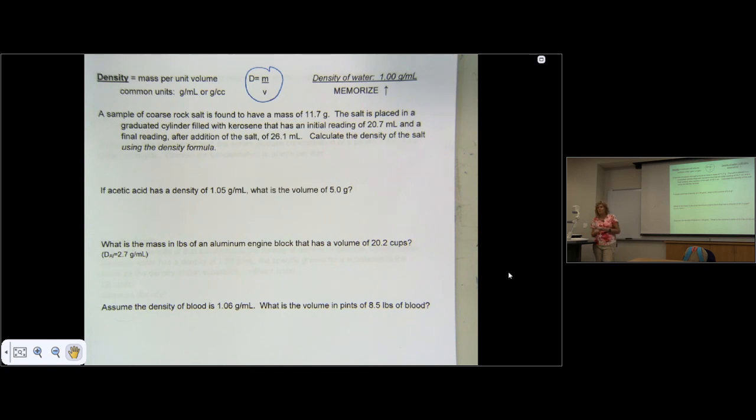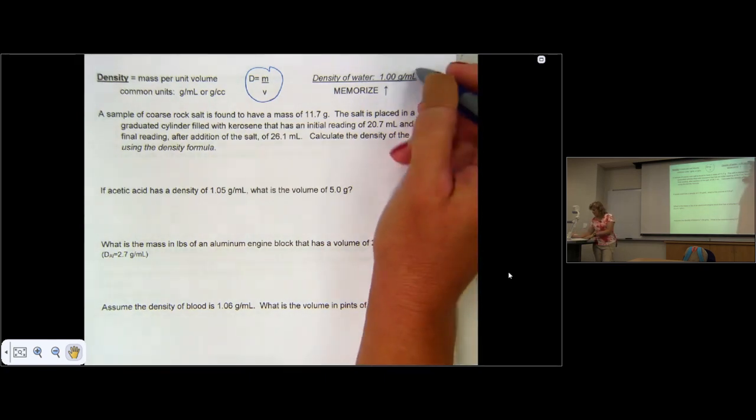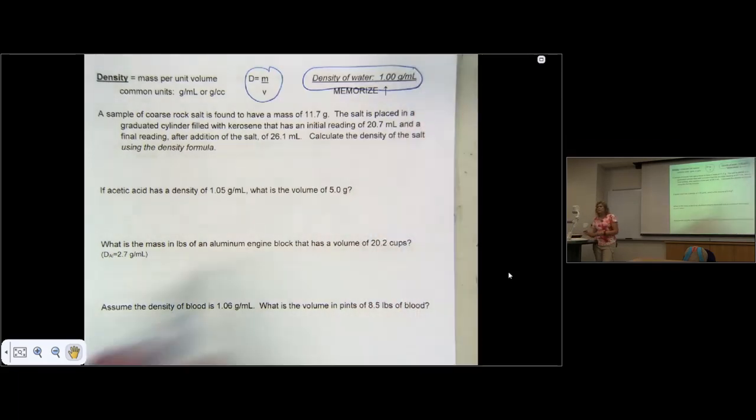Also add to your things to know the density of water, which is 1 gram per milliliter. Now, that is at 4 degrees Celsius. I'm not going to worry about the temperature. We are going to say the density of water is 1 gram per milliliter. That's what we are going to call it. The density of water is 1 gram per milliliter.